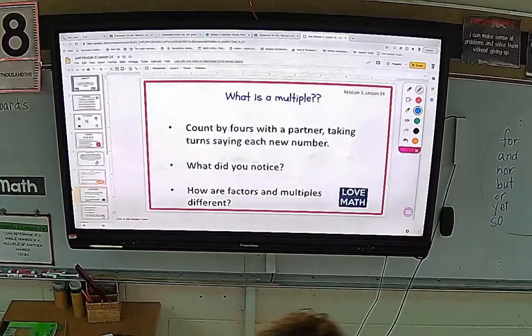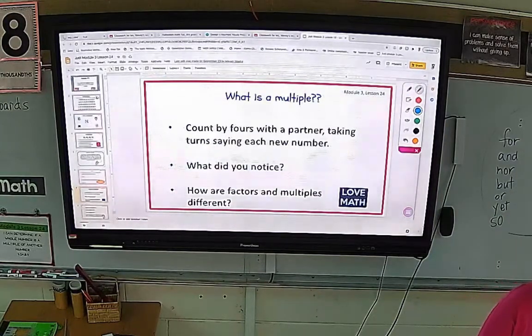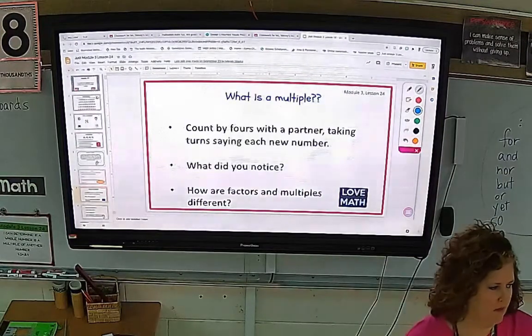Okay, let's put the tops on our markers right here. Let them rest. What did you notice? They're all even numbers. Okay. One of the things, when you count by 4s, no matter how high you go, they're all even numbers. Anything else you might have noticed? Think about the numbers that you counted and heard.